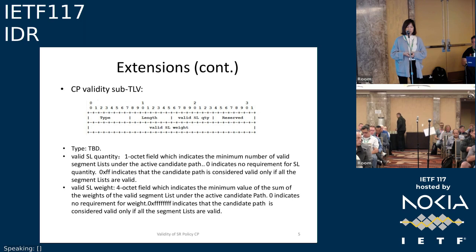The second one is valid SL weight. It indicates the minimum value of the sum of the weights of the valid segment lists in the active candidate path.